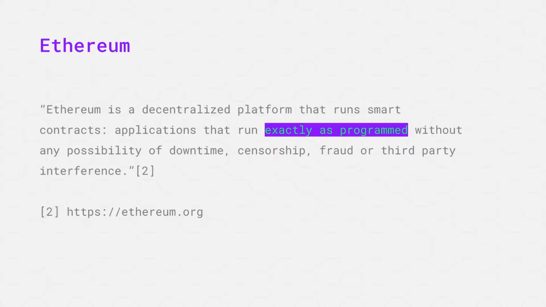Exactly as programmed is one of the key strengths and weaknesses of the Ethereum platform, as smart contracts have shown themselves to be useful in many new applications and domains, but remain susceptible to the same types of bugs and logic errors which plague other software platforms.